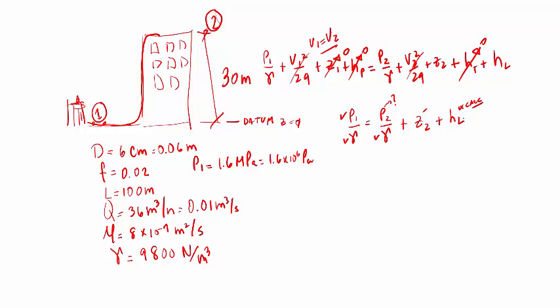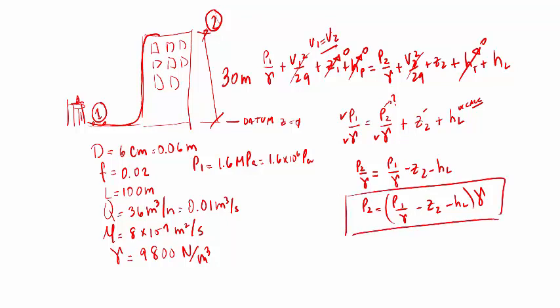Okay, so let's start by substituting here to solve for P2. So P2 over gamma equals P1 over gamma minus Z2 minus HL, or of course P2 equals P1 over gamma minus Z2 minus HL times gamma. So here is my expression. I guess I'll have to solve it here.